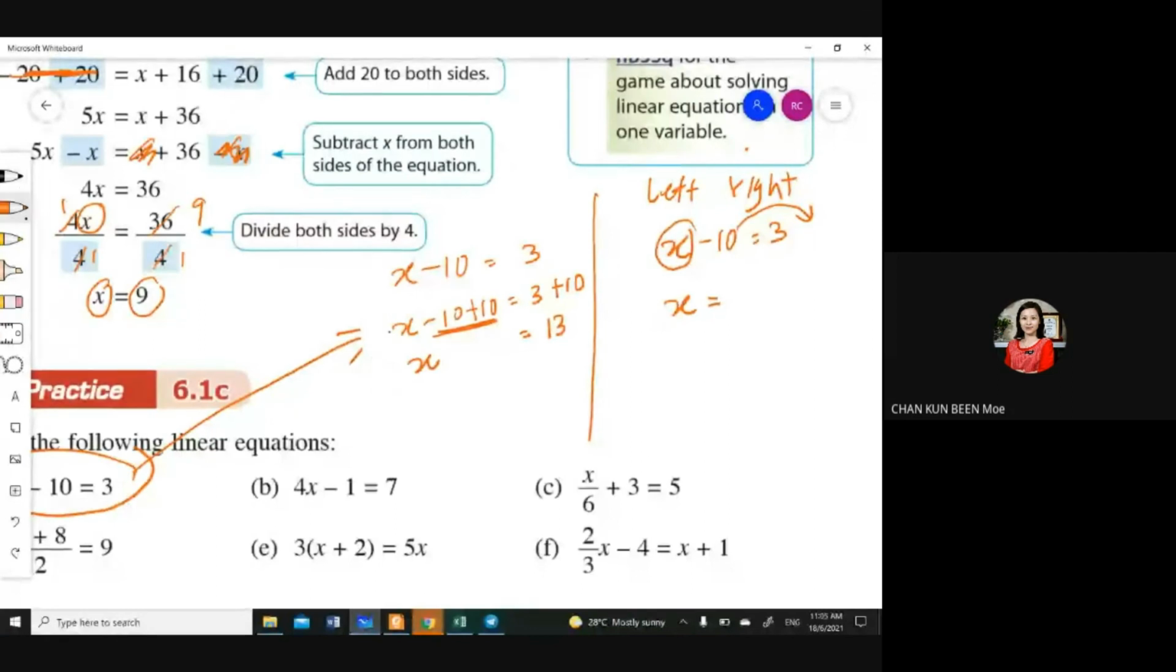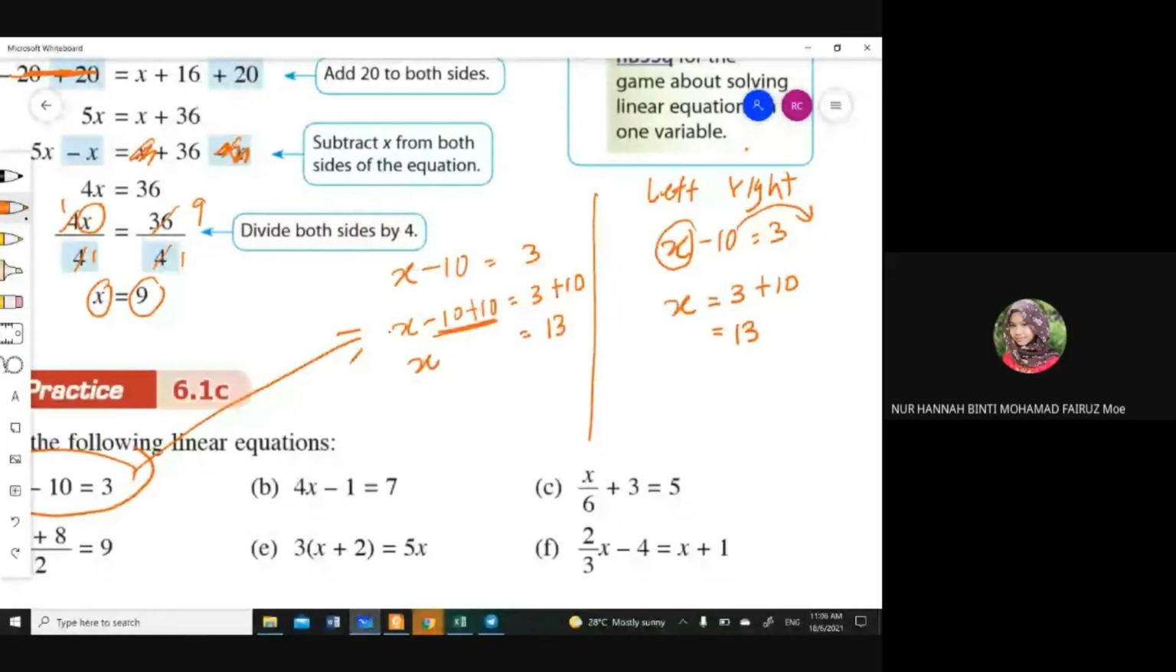So when I move the negative 10 to the right, the 3 I copy down first. Negative 10 moved to the right becomes positive 10. It's always the opposite. If divide, move to the right, becomes multiply. Multiply, move to the right, becomes divide. If it is positive, you move to the right, becomes negative or minus. Okay, so you can see 3 plus 10, we also get the answer, 13. Understand?